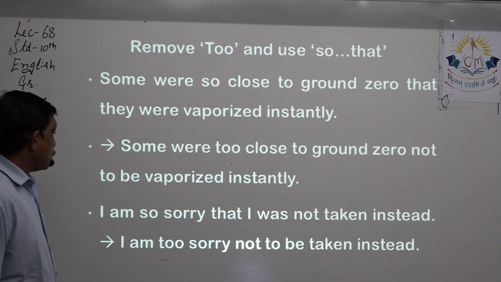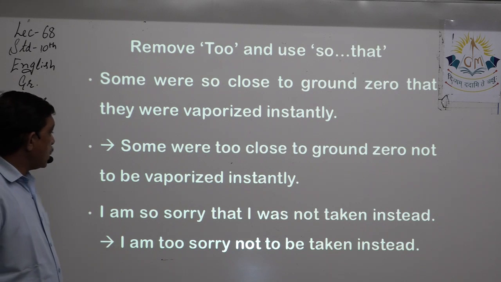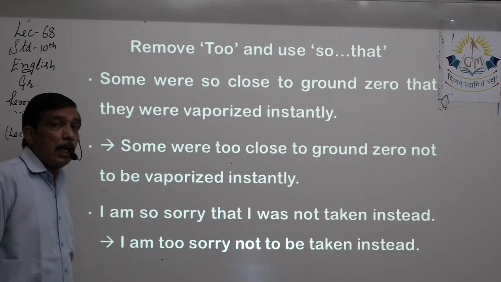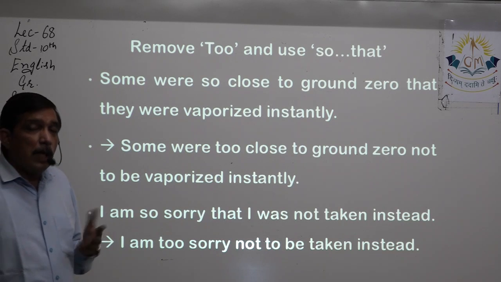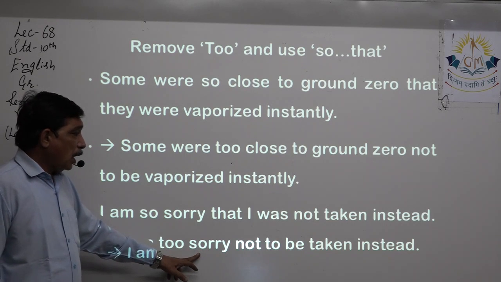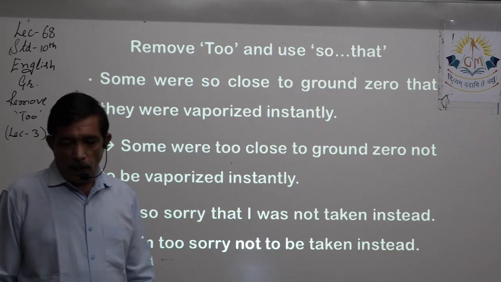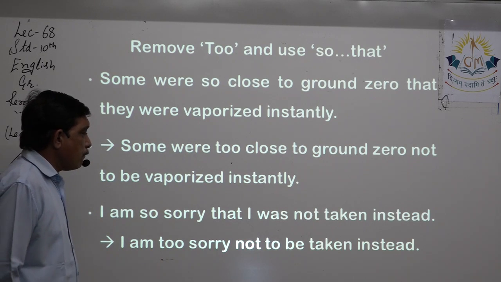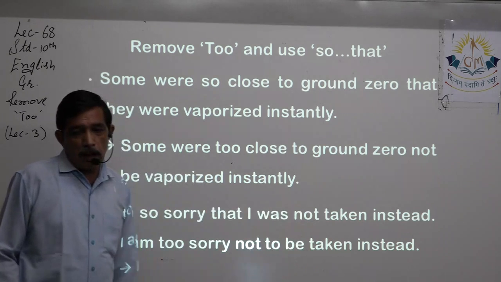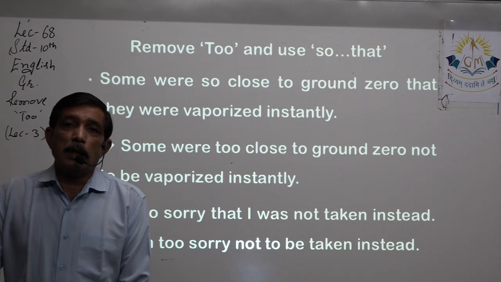I am so sorry that I was not taken instead. I am so sorry that. Now "so" and "that" are there and negation is there. So when we transform it to "to", negation has to be removed. I am too sorry. But negation is still used. Why? I was not taken, not to be taken instead. I am too sorry that I was not taken instead.